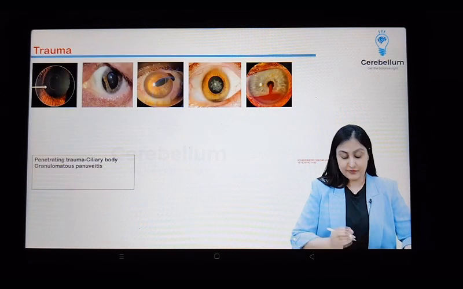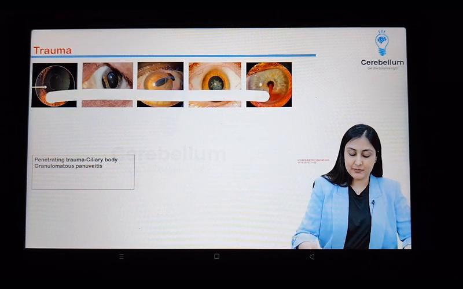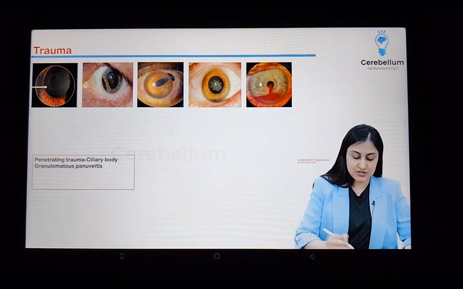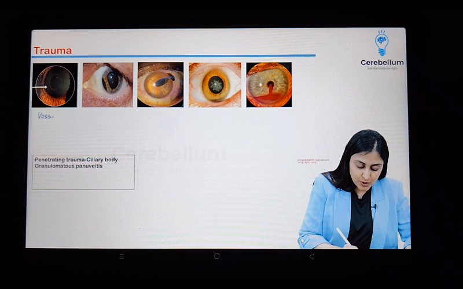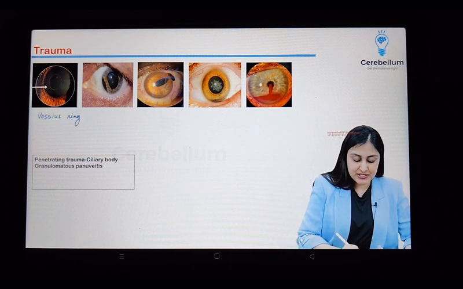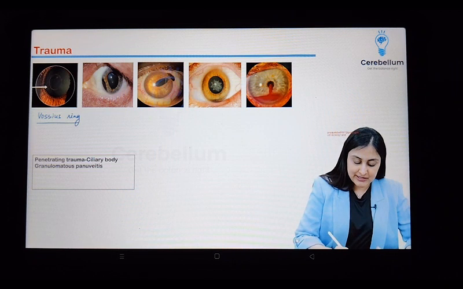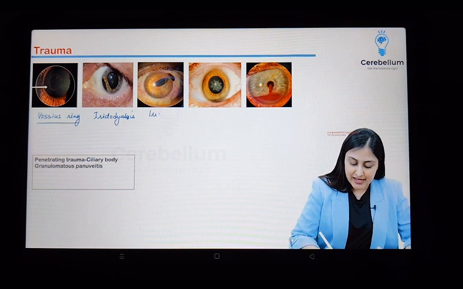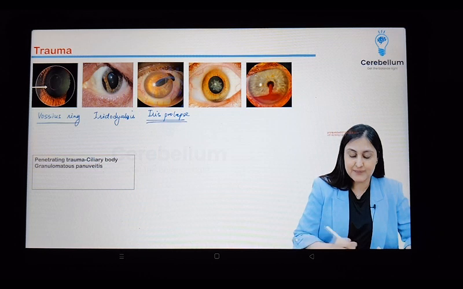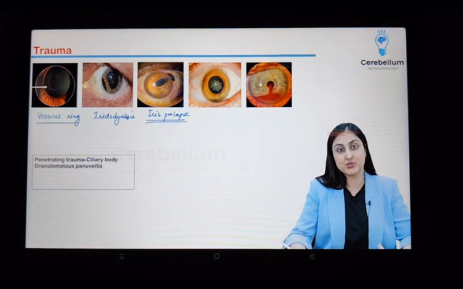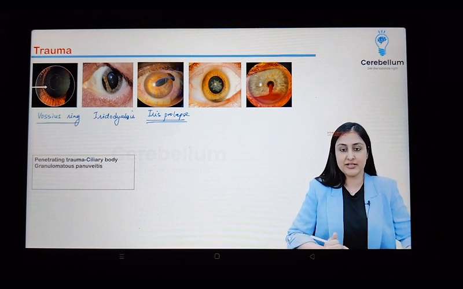Now going on to the changes after trauma, very, very important. So these are all after blunt trauma, all of these images. So what you're seeing here is known as the Vossius ring, which is nothing but the iris pigment getting deposited here. So that's Vossius ring. Very important image. This is known as iridodialysis, wherein you have a break in the iris. What you're seeing here is iris prolapse. So very, very important to distinguish these two images. In fact, iris prolapse could be a complication of cataract surgery as well. So all of these could be surgical complications as well.